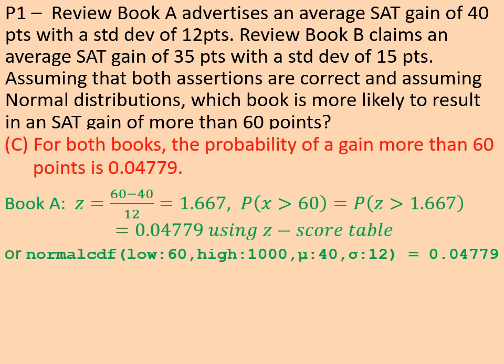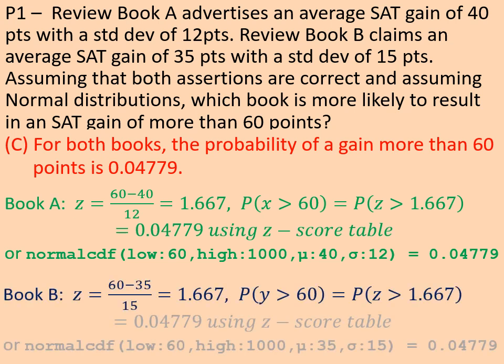we can see in book A a z-score of 1.667. If we looked at the z-score table, we would see about a 5% chance of this happening. We could also look at normal CDF with a low value of 60, a high of a very large number, I picked 1,000, with the mean of 40 and a standard deviation of 12, which gives us about 5%. If we look at book B, strangely enough, 60 is 1.67 standard deviations above its mean.